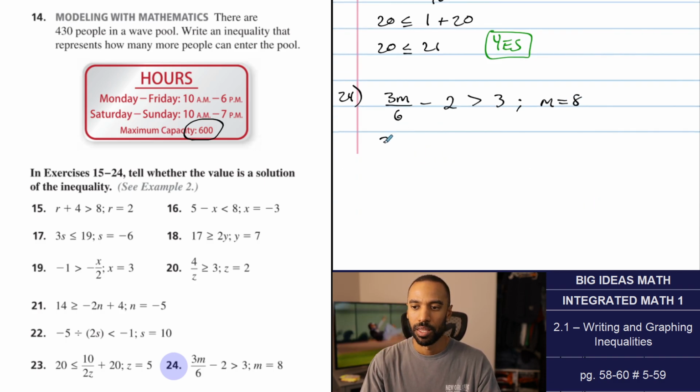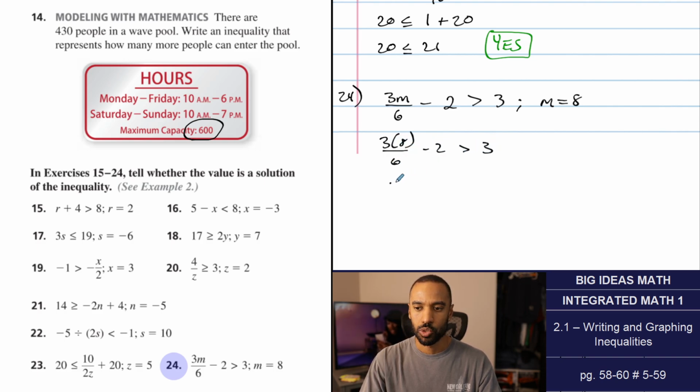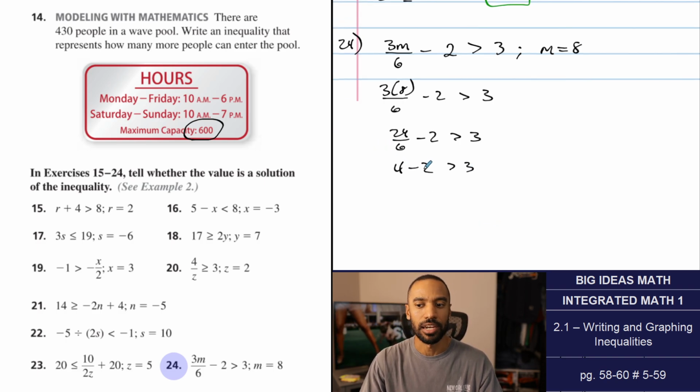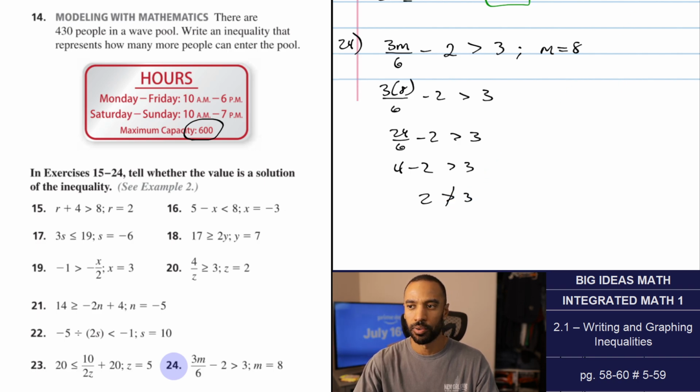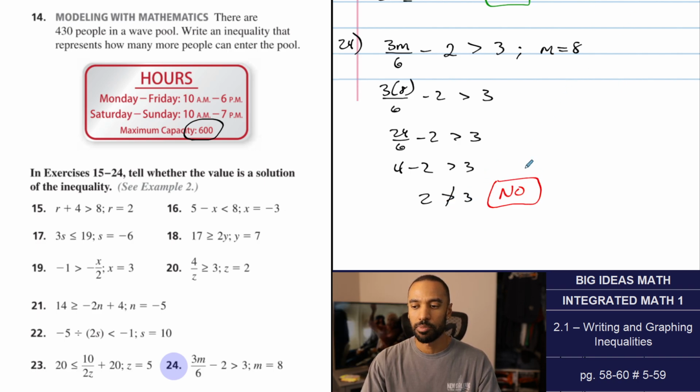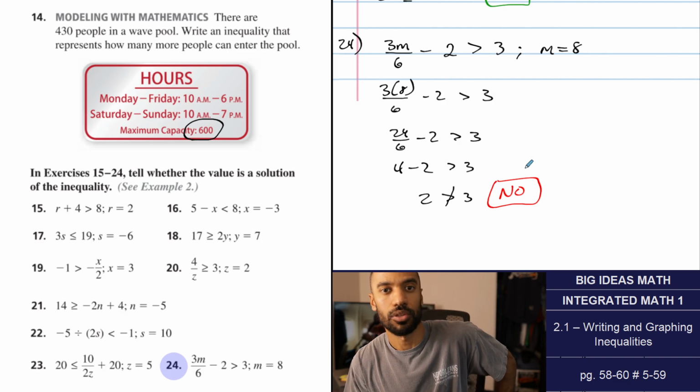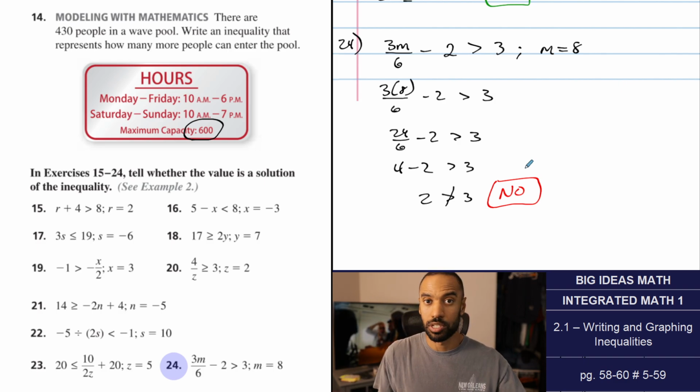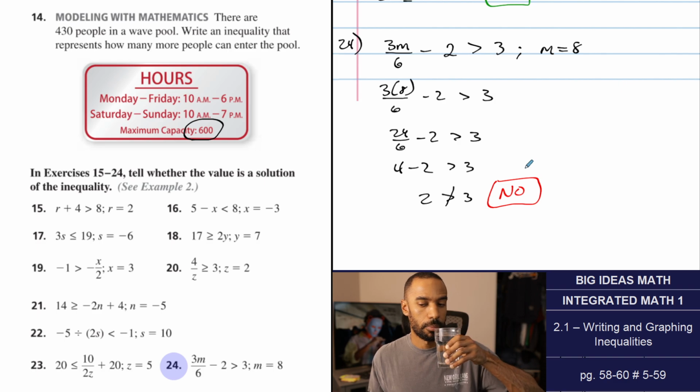So let's try it. 3 times 8 over 6 minus 2. 3 times 8 is 24. 24 divided by 6 is 4. 4 minus 2. And don't stop till the end. I know even if you know this answer, then write it. 2 greater than 3, not so. So no. Right? We do the same thing with equations on double checking. We go until the left side and the right side are simplified down to just a single value. But that's a no.